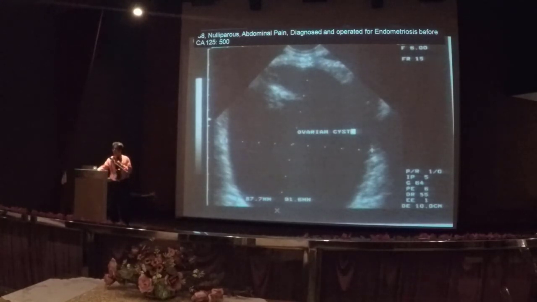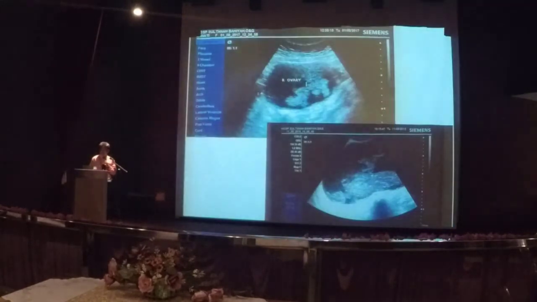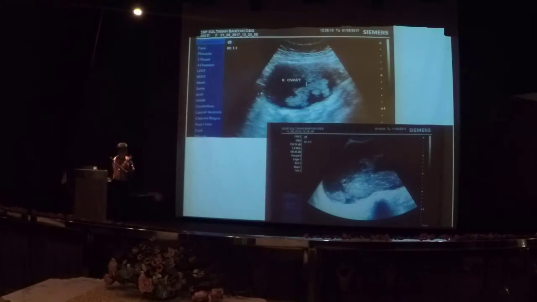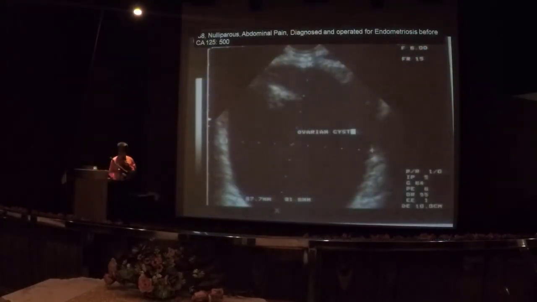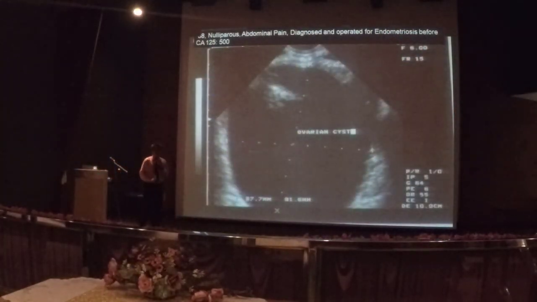So what is the diagnosis, simple or complex ovarian cyst? Complex ovarian cyst. Need referral? Yes, urgent, because of suspicion of malignant ovarian cyst. So that patient basically had clear cell carcinoma of the ovary, probably arising from the endometriosis.